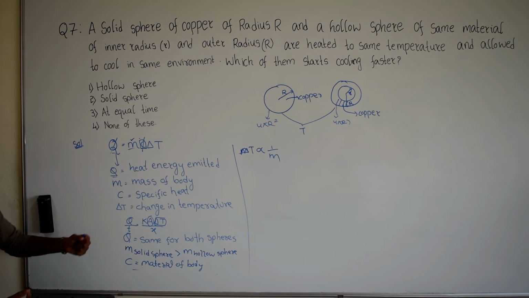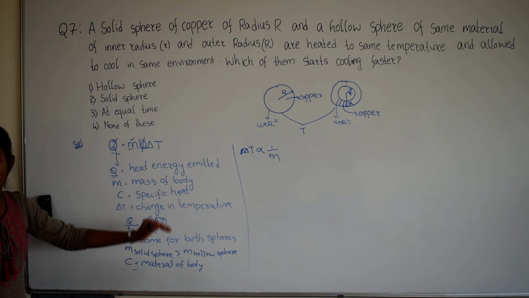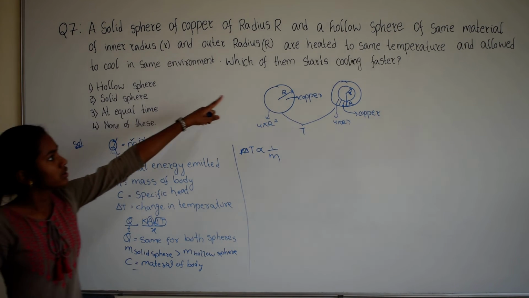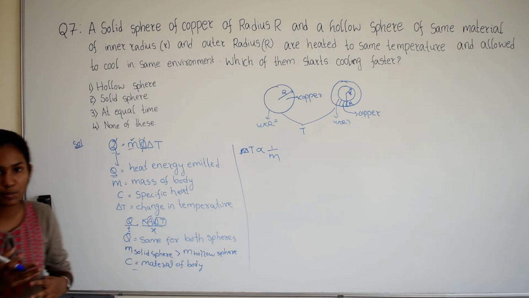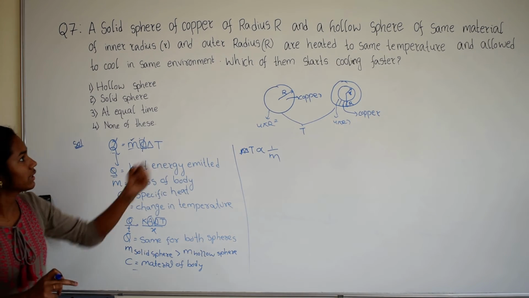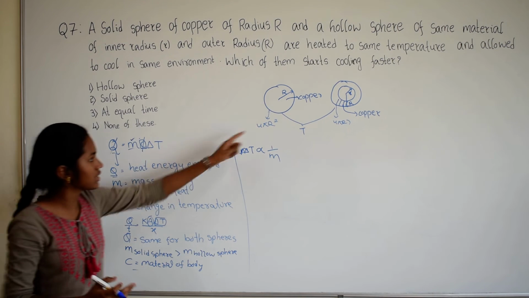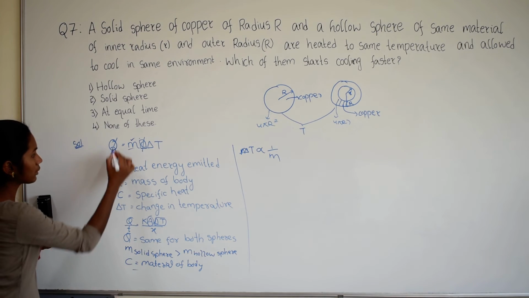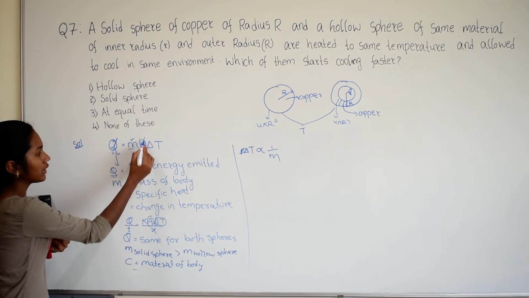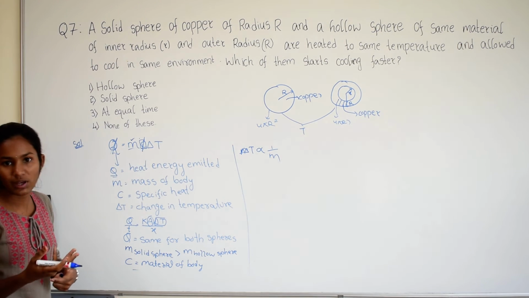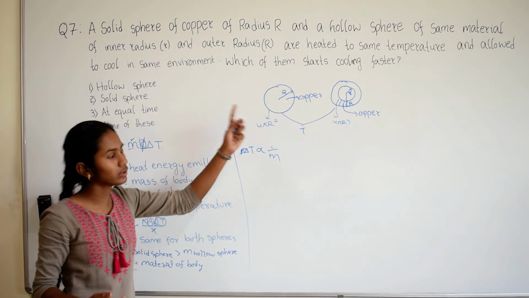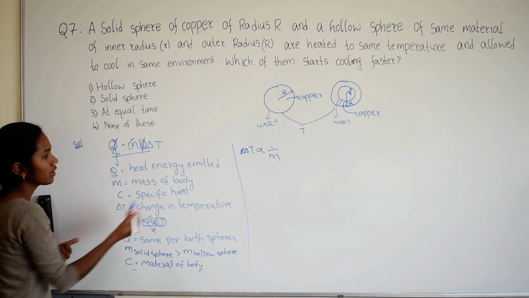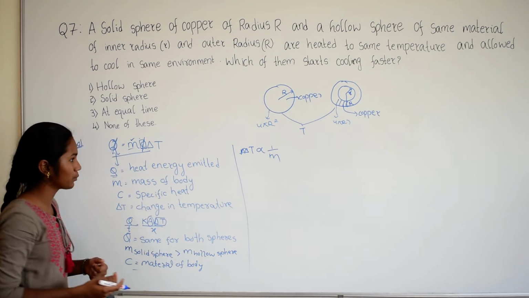So once again I will explain. Q is the heat energy emitted. It will mainly depend on the temperature change. We have heated both to the same temperature, so the temperature will be constant, and the surface area is 4πr² for both, so the surface area will also be constant. So Q will be constant, and c depends on the material. As both are copper, c also will be constant. So from this equation, ΔT will be inversely proportional to mass.